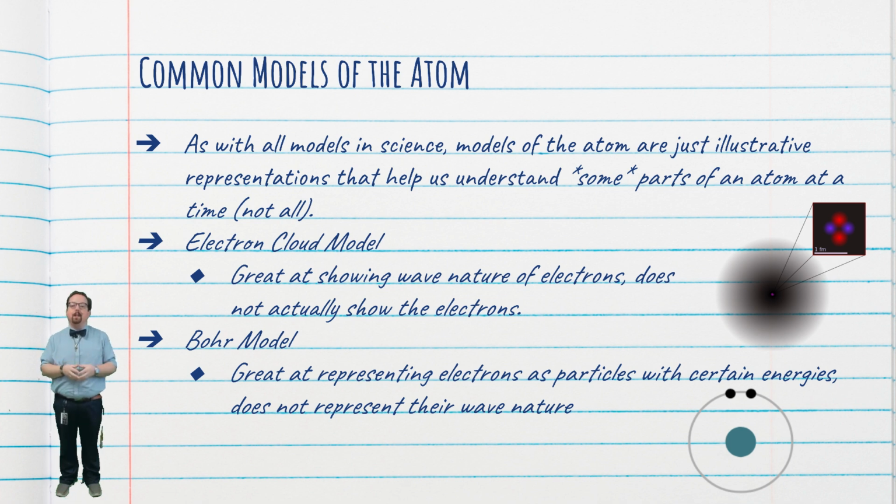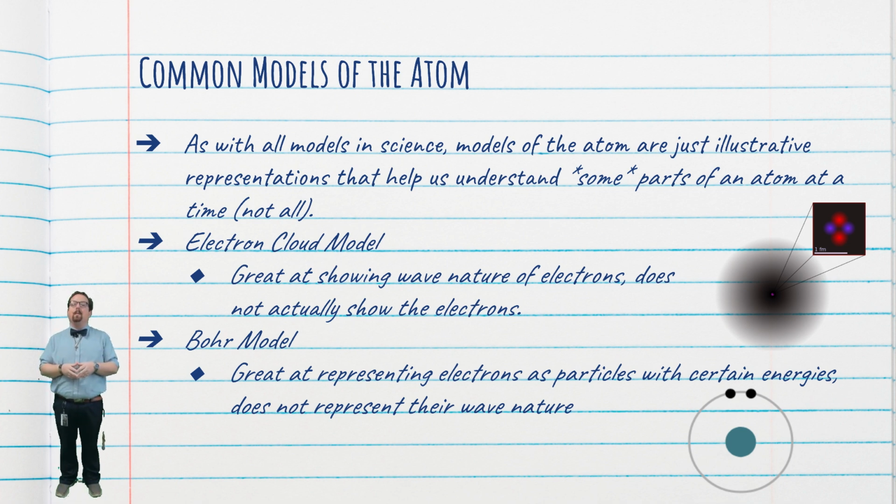Now that we understand the basic structure of an atom and how to determine how many protons, neutrons, and electrons there are, we can focus a little more on the electron, the particle that's responsible for all chemical bonding. There have been several models of the atom over the years, but they all have one thing in common: inaccuracy. As with all models in science, the atomic model is just an illustrative representation that serves to help us understand some aspects of an atom at a time. A model can never really be good enough to understand everything there is to know about the thing it's modeling.